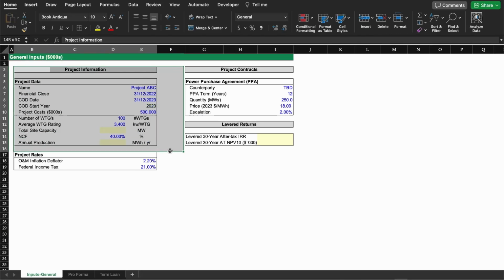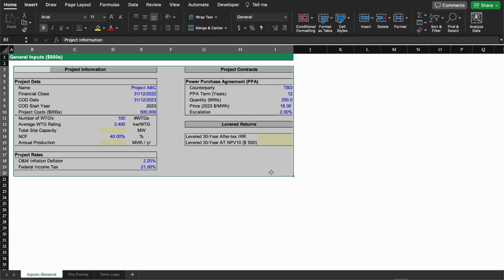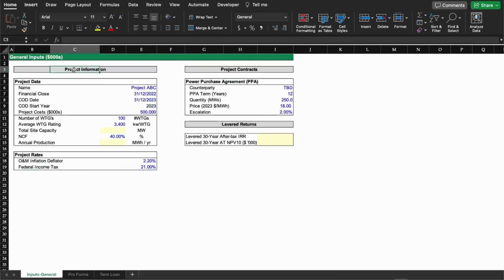We have basically 3 or 4 sections. We have the project information section, and then we have some data for the project: the name, the financial close date, end of the year, the COD date, okay, commercial operational date. So we're going to have a 1-year construction period in here. That's important. Commercial operational date start year, so it's going to start production in 2023. It just gets the year in here.